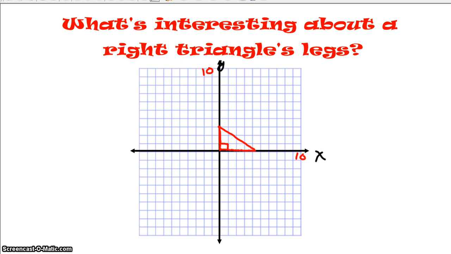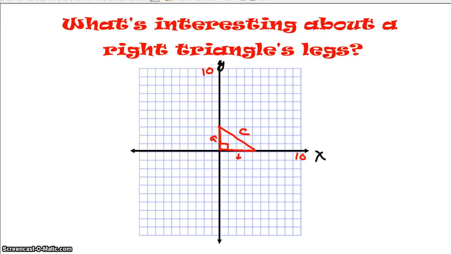We said that the letter given to the hypotenuse most often is what letter? C. Say it louder. Good. C. The other sides we can call A and B, the legs. What he found was, if you take the length of a leg, let's take the length of A. How long is that? How many units is A?